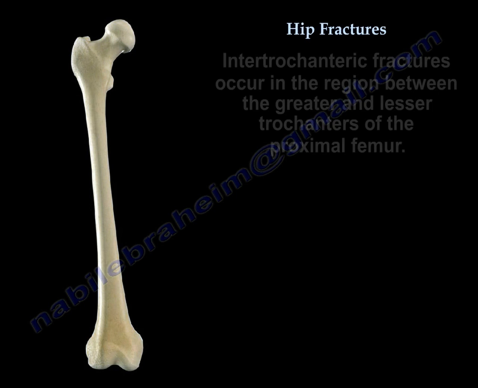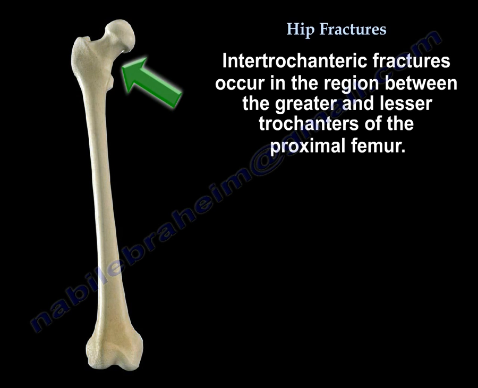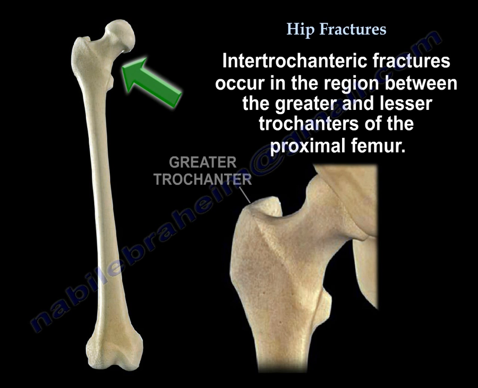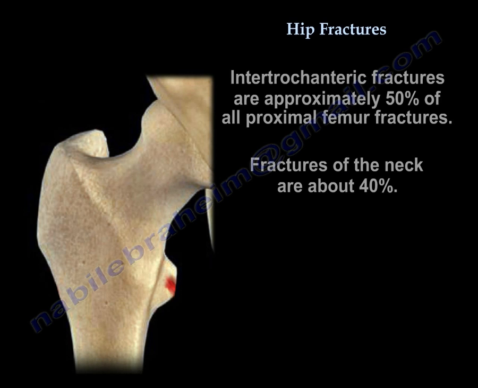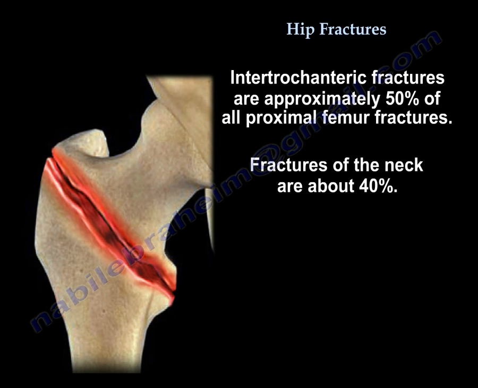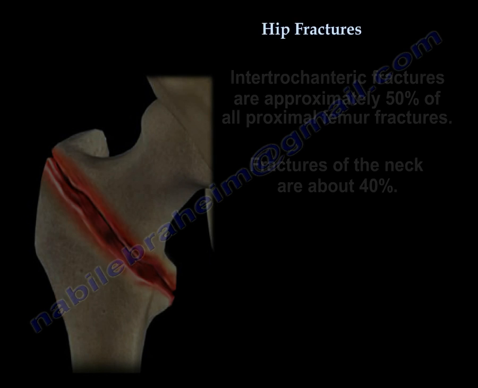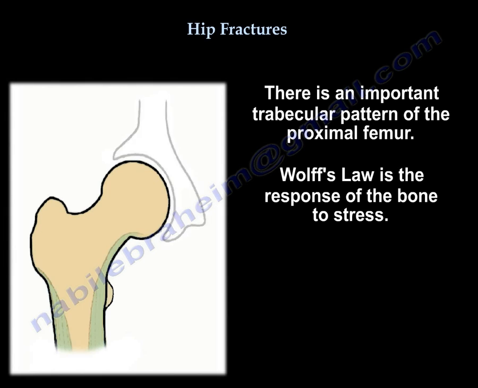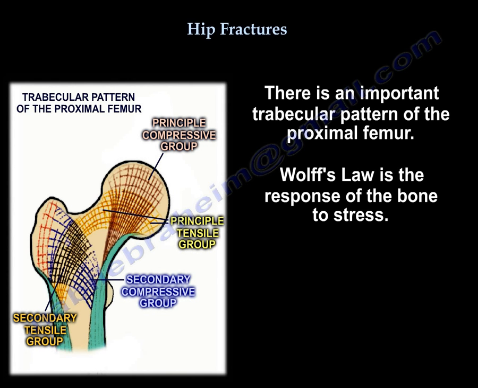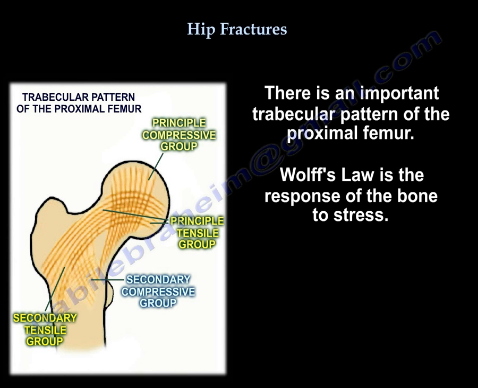Intertrochanteric hip fractures occur in the region between the greater and the lesser trochanters of the proximal femur. They are approximately 50% of all proximal femur fractures. The neck is about 40%. There are important trabecular patterns at the proximal femur, and they occur according to Wolff's law, the response of the bone to stress.